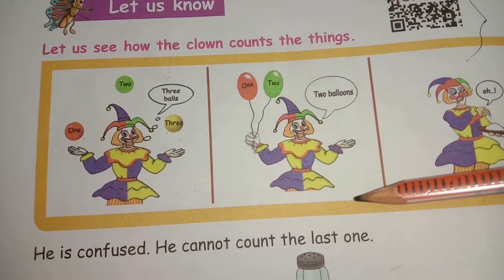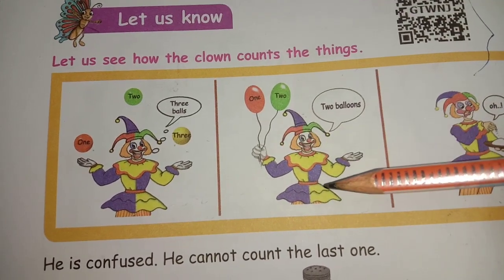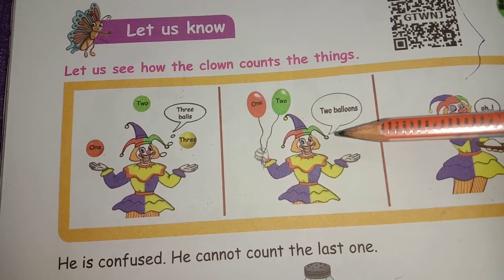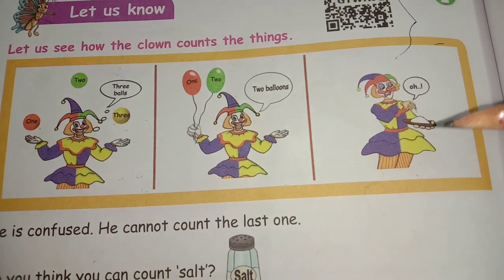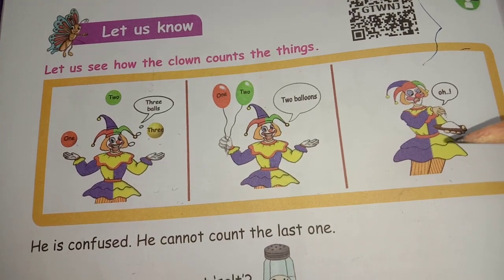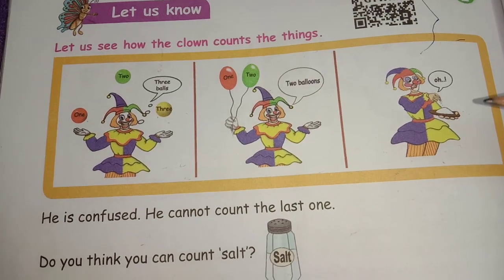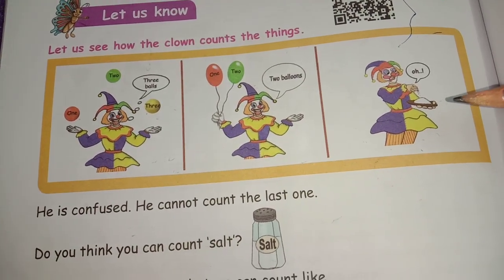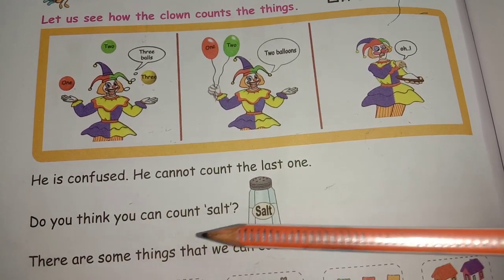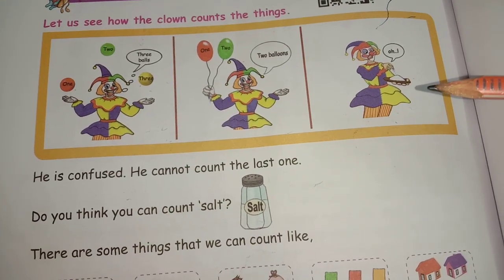And here in the second picture, what is there in his hand? There's a balloon, isn't it? So how many balloons are here with him? 2 balloons. So he can count until 2 balloons. And in the third picture, he has something in the plate and he doesn't know how to count. He is so confused. He cannot count the last one because there's salt in the plate. Do you think you can count the salt? No, isn't it? So you can't.